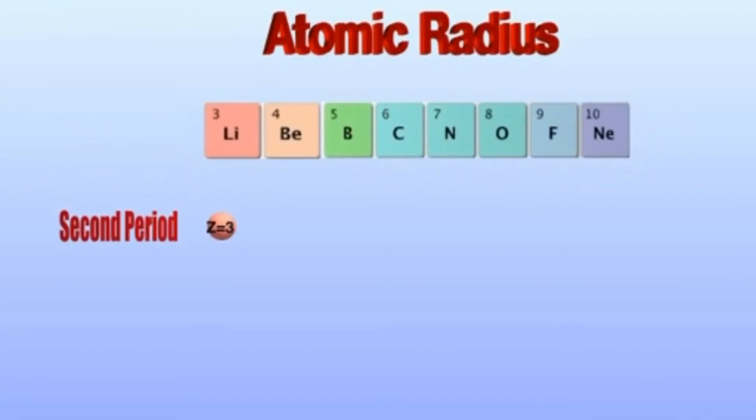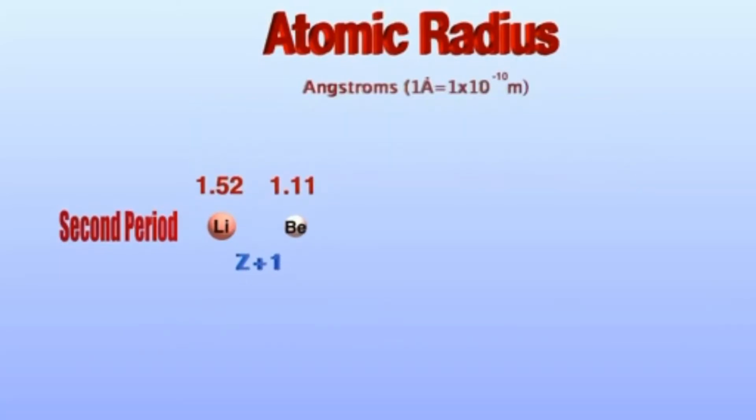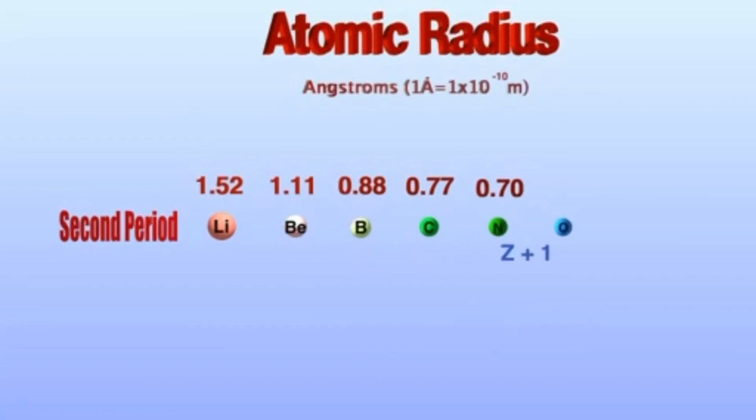Children, if you look at a period, let us take the second period, the atomic radius keeps on decreasing, as you can see. The size decreases because of the increase in the nuclear charge, and because of that more attraction is there and the size of the atom is reduced.